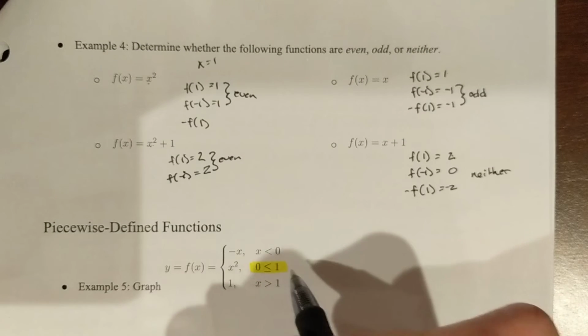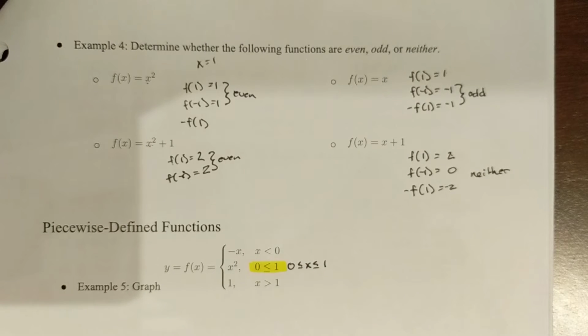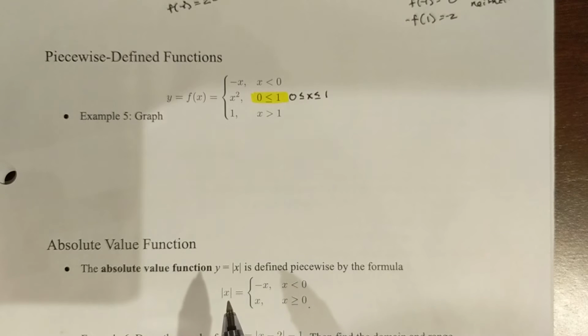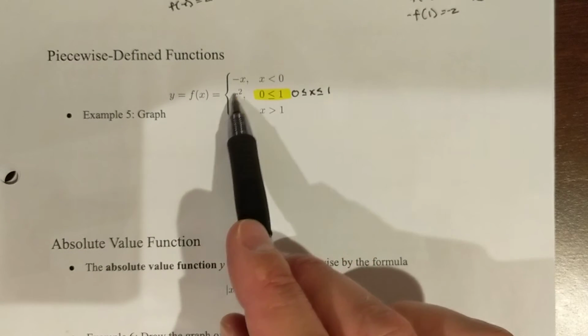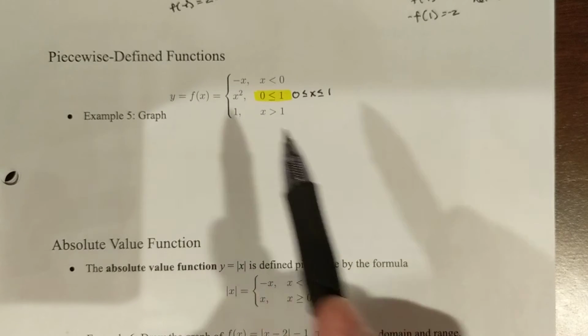Down here, where I highlighted, that should actually be 0 less than or equal to x less than or equal to 1. Okay. So a piecewise function is defined in sections. So this problem is actually going to take us 3 t-tables to do. One for the first equation, one for the middle equation, one for the third equation.